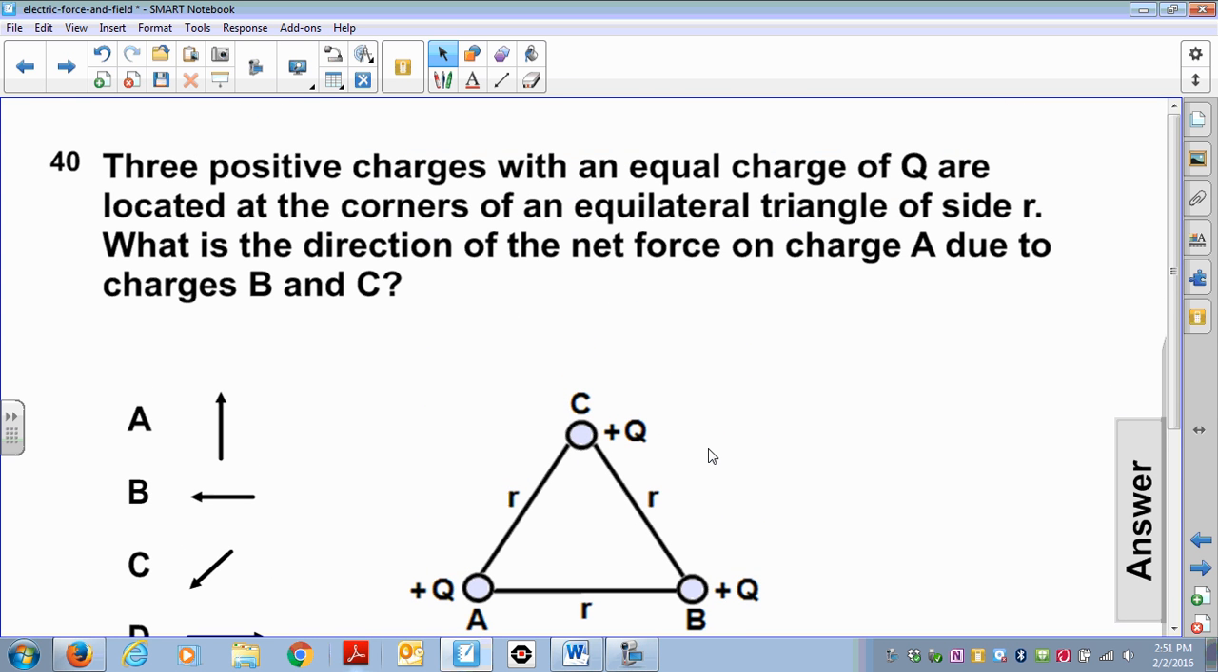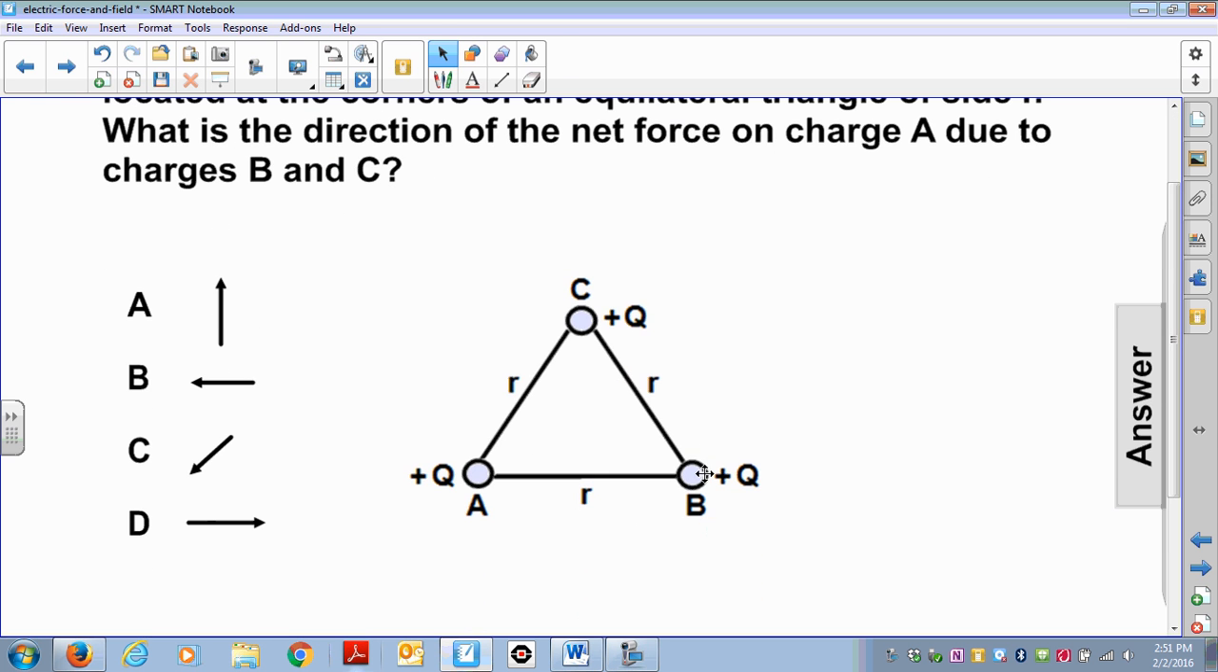So the net force is going to be in this direction. Actually, let's look at that again. Net force on A due to charges B and C. Well, this is going to be directed which way? It's going to push it this way. This is going to push it this way. So the net force is going to be this way at an angle.